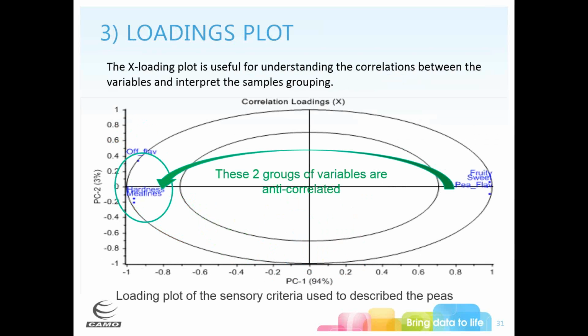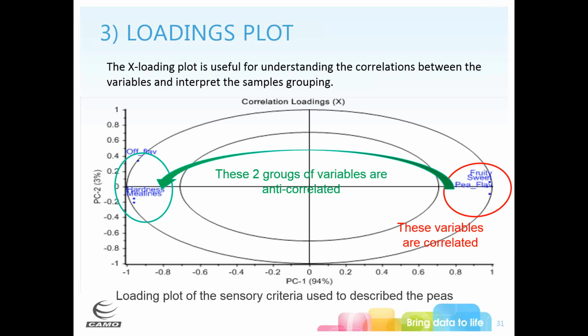When you're interpreting your loadings plots, anything that is completely opposite from each other, the variables that are opposite from each other, are anti-correlated. That means that as the sweetness, fruity, and pea flavor values go up, then the hardness, mealiness, and off flavors are getting lower values. These variables here are correlated with each other. Anything that's very close together means that they are moving in the same direction at the same time in that particular component.